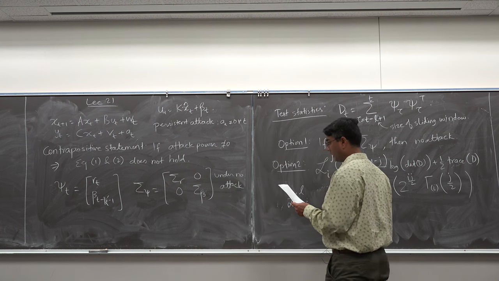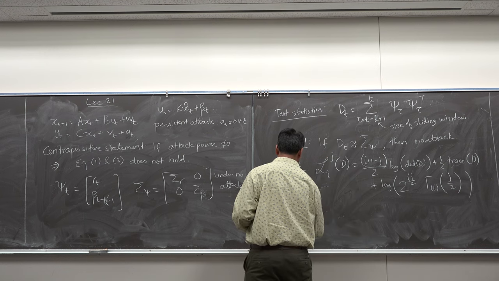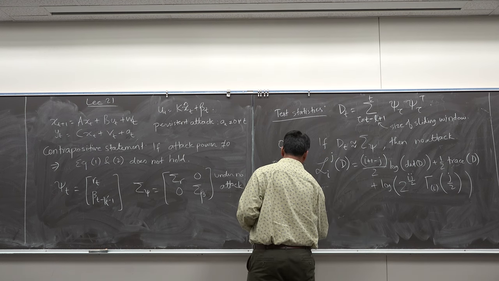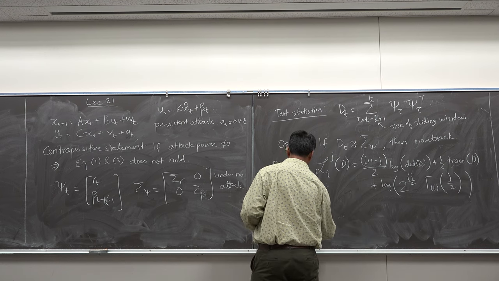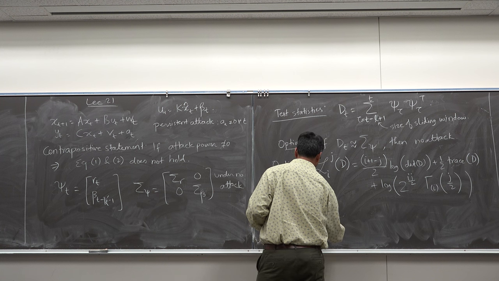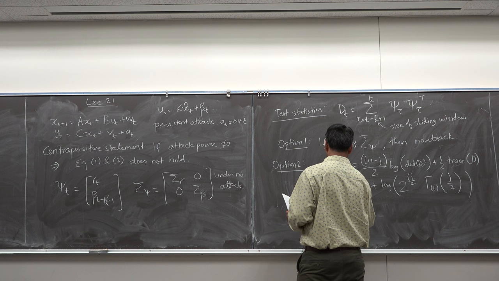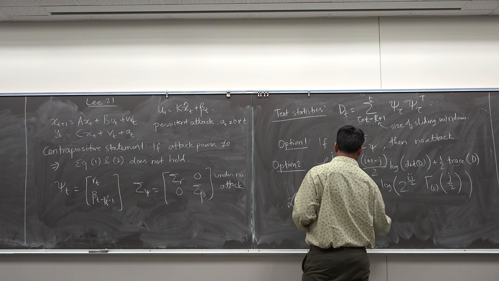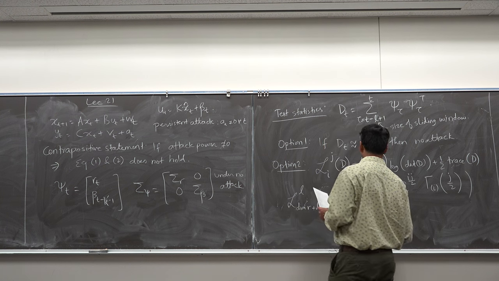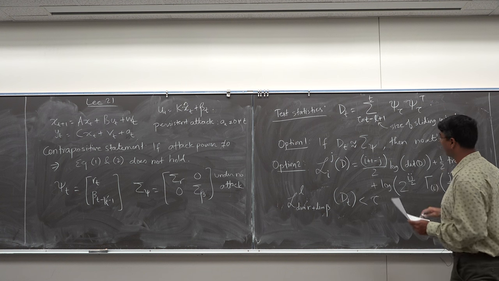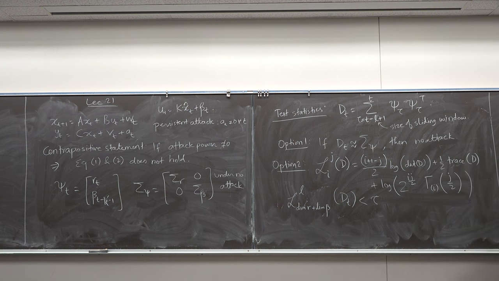M plus Q, I think that is dimension R plus dimension beta. D_t is less than tau. Oh, tau we have not used, that's just the variable here. Okay, so that's our test statistics. This is our test actually.